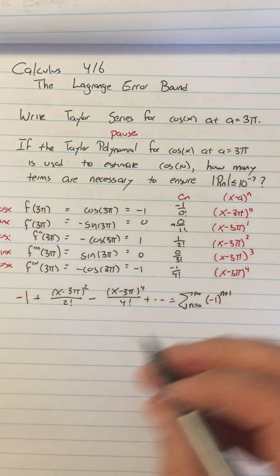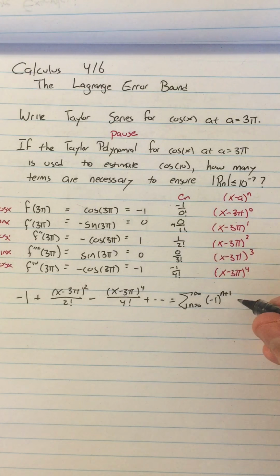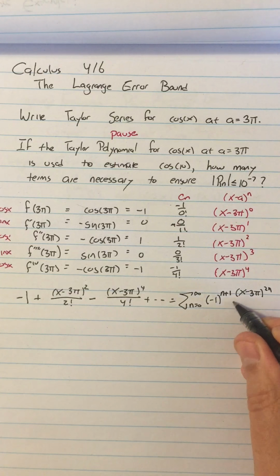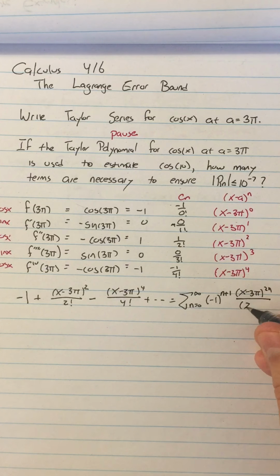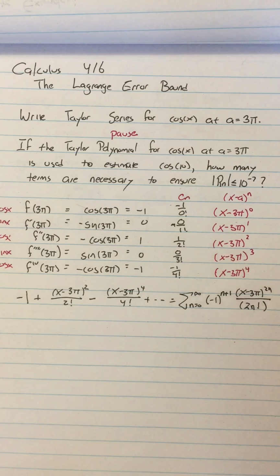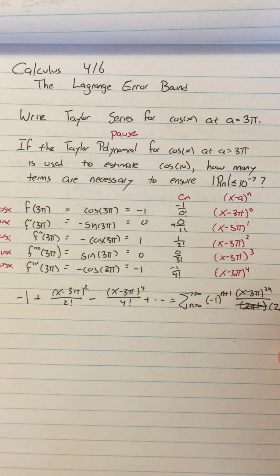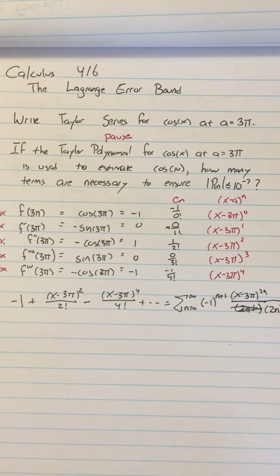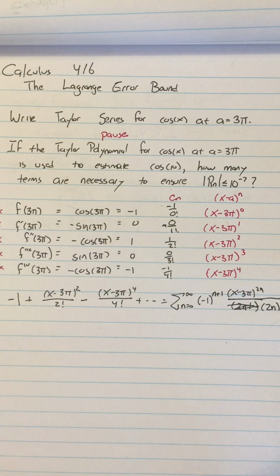So then what else have I got here? Well, I've got x minus 3 pi to the 2n over 2n factorial. Oops, that is not right. It's like this, 2n factorial. There you go. It's like that. All right. So the next question is the error question, and we will look at that next.